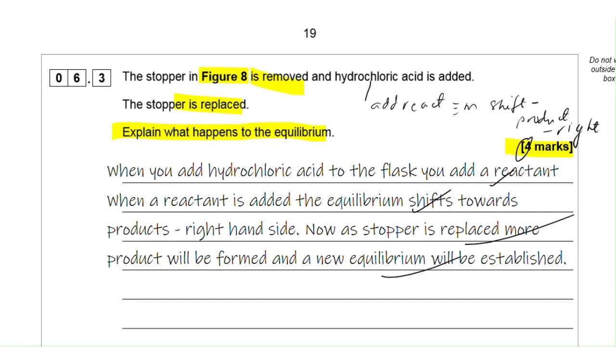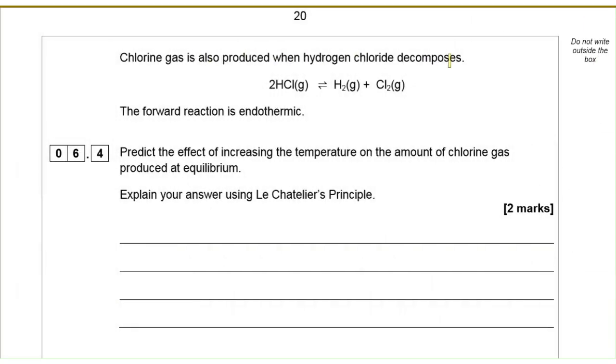Over the page, chlorine gas is also produced when hydrogen chloride decomposes, and there's an equation there. The forward reaction is endothermic. 6.4. Predict the effect of increasing the temperature on the amount of chlorine gas produced at equilibrium. Explain your answer using Le Chatelier's principle for 2 marks. So the forward reaction is endothermic. Increasing the temperature on an equilibrium shifts the equilibrium towards the endothermic. So that means it's going forward, so that means there's more chlorine gas.